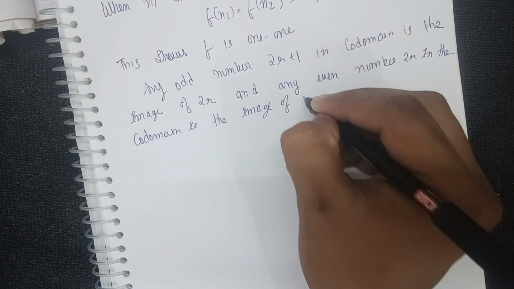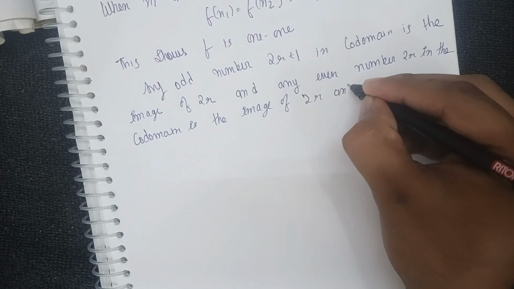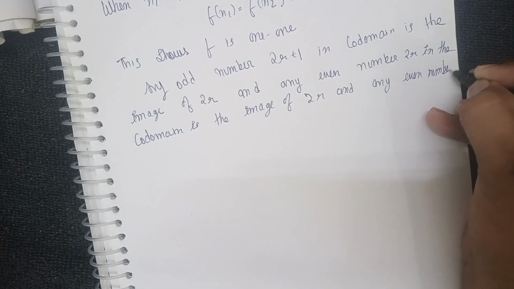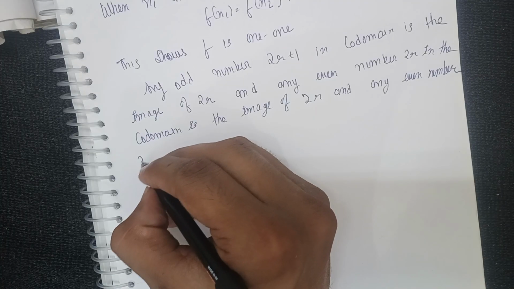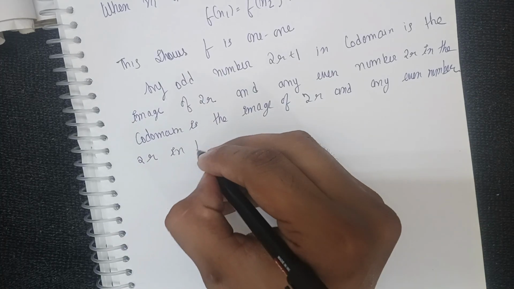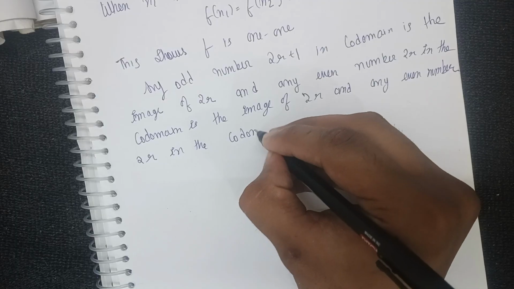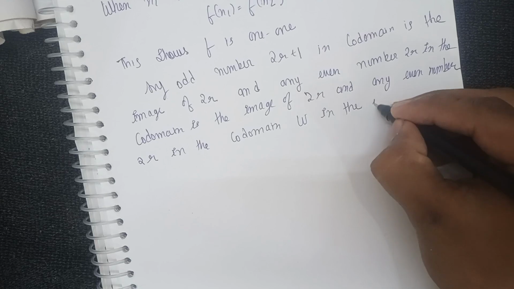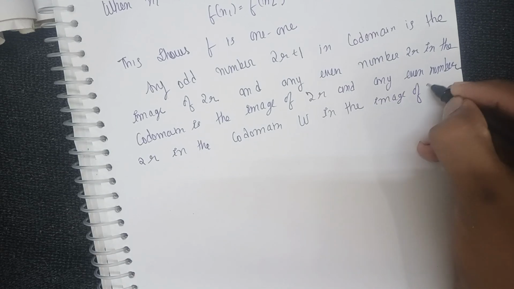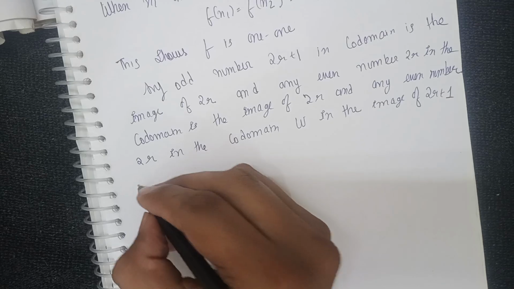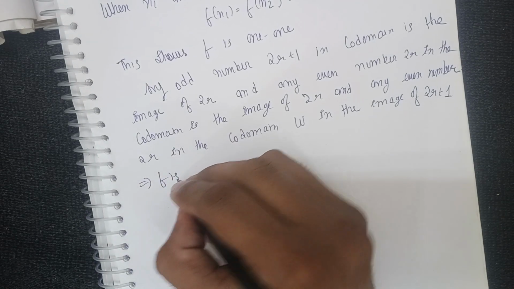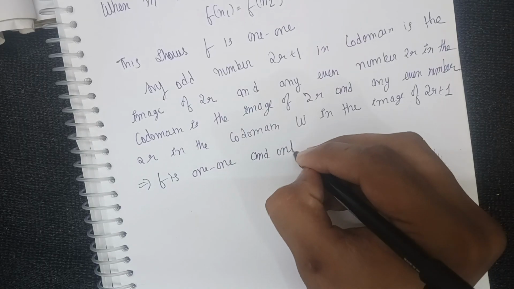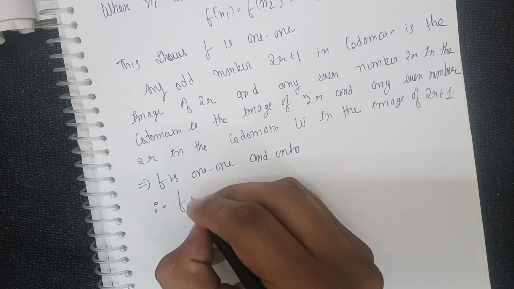is the image of 2r + 1. Any even number 2r in the codomain W is the image of 2r + 1. Therefore, f is one-one and onto. Therefore, f is invertible.